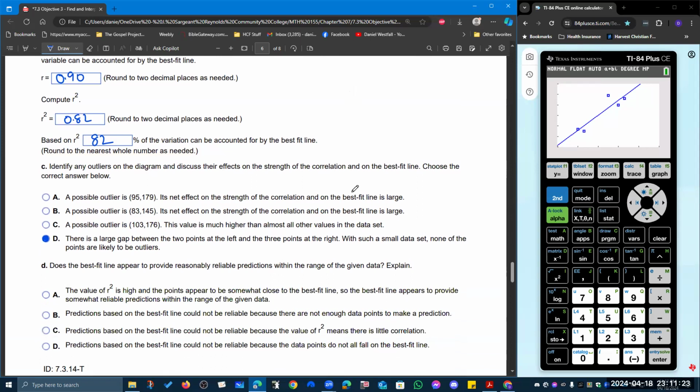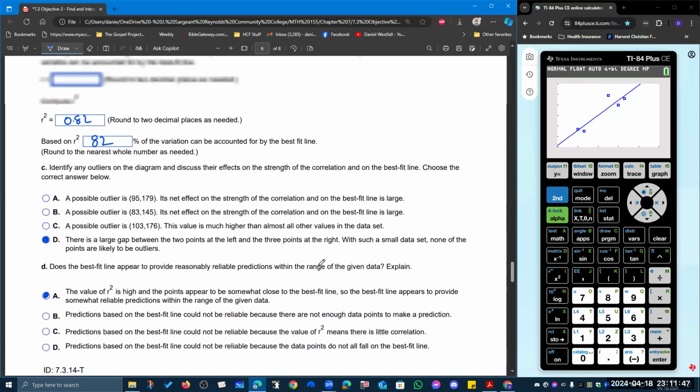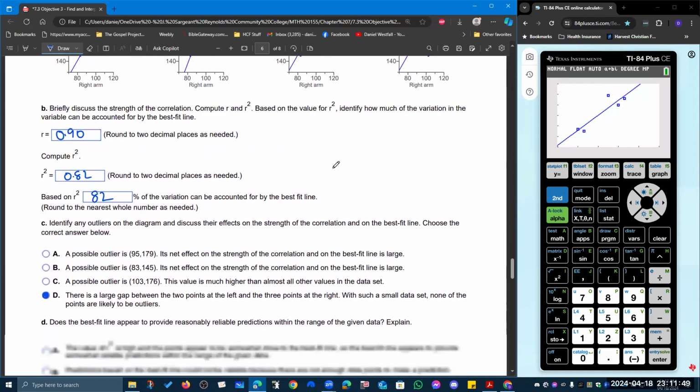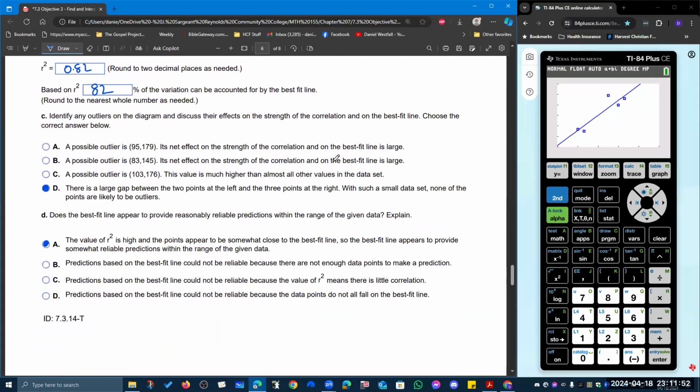And does the best fit line appear to provide reasonable predictions within the range of the given data? The value of R squared is high and the points appear to be somewhat close to the best fit line. So the best fit line appears to provide somewhat reliable predictions within the range of the given data. Again, we have a small amount of data collected, so we would be careful in making predictions with such a small amount of data gathered.